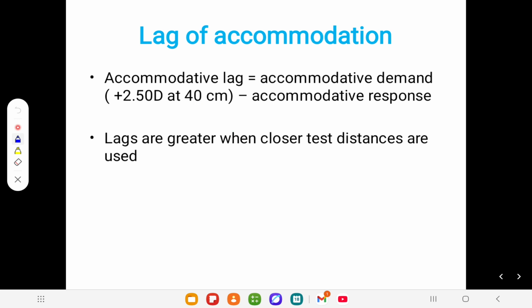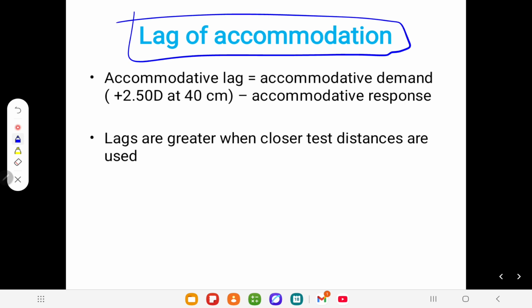But far more important is MEM, Nott and Bell retinoscopy. So these are far more important. Now we have to understand what is the concept of accommodation, lack of accommodation. That's a very important concept. Okay, lack of accommodation is accommodative demand minus accommodative response.